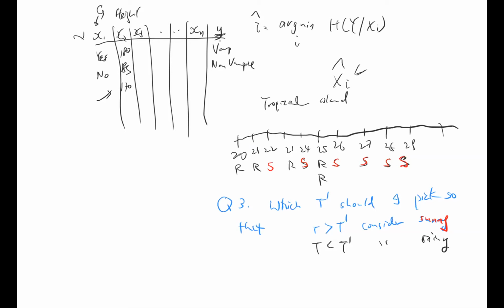Yes, T pi, okay. T is the temperature you're recording, and T pi is the threshold. Maybe I put a TH here. So I want to pick this TH, a threshold temperature. No, we don't consider the order of information. We just consider the information here.